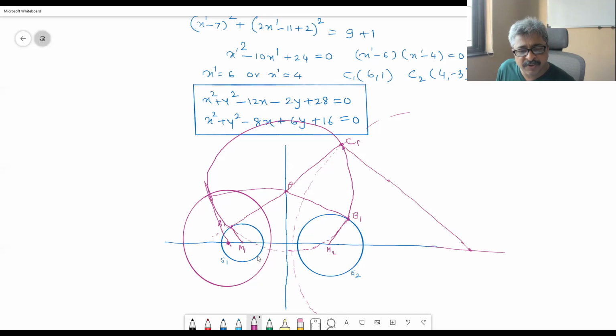If two circles given are distinct, non-intersecting, what do you expect to happen with respect to all the circles that you draw in the family? Will they be distinct circles or will they intersect each other? What will happen? Just think about it.